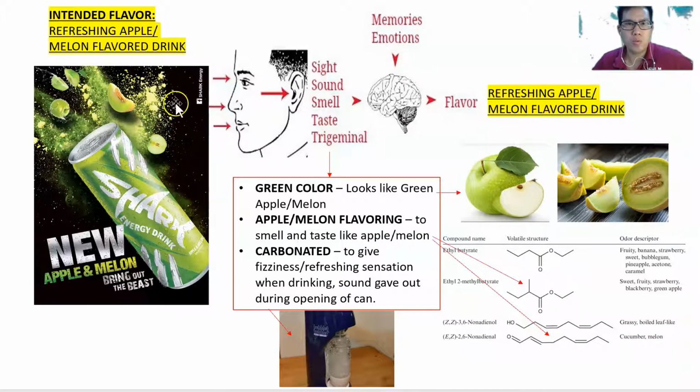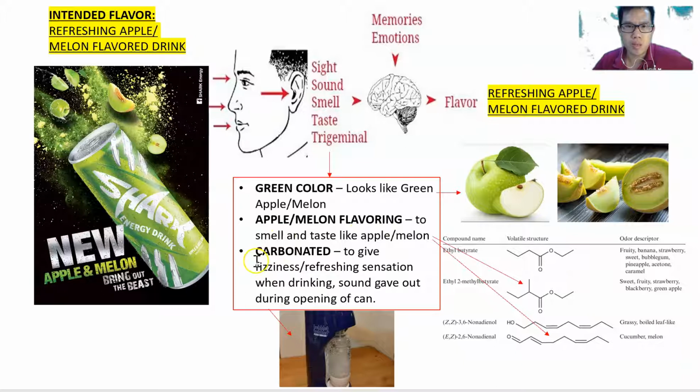So what they need to do, during the production of this product, is complement the intended flavor. So what they do is they added green color to the drink. So the drink is green, which makes it look like green apple and melons. And then they will need to put in the apple and melon flavoring, which can be synthetic, to give you the smell and the taste like apple and melons.